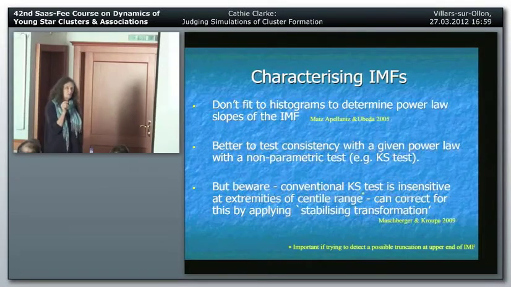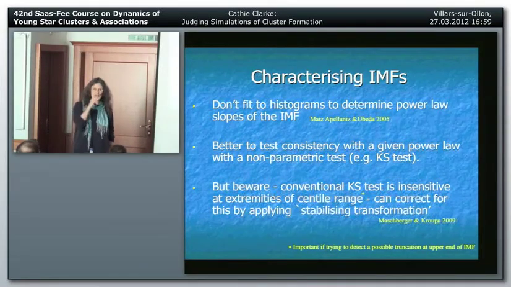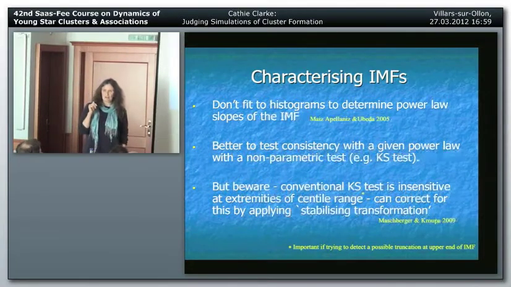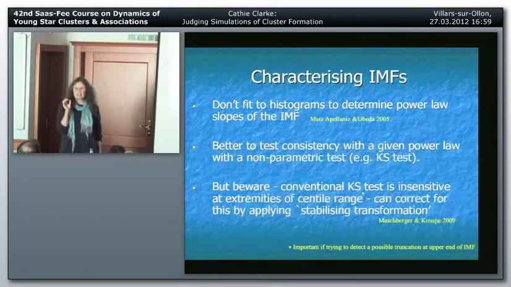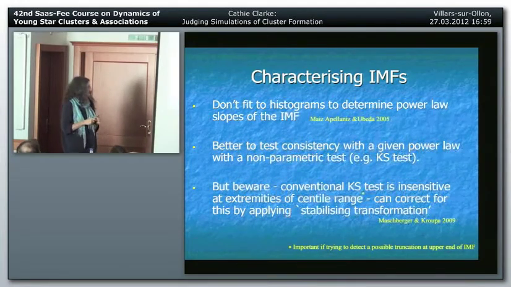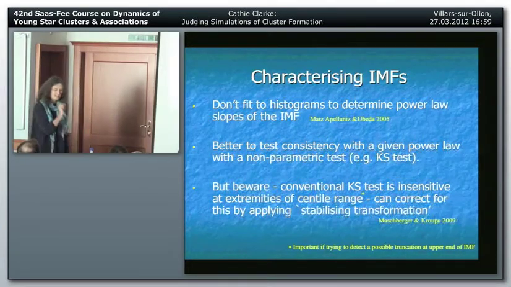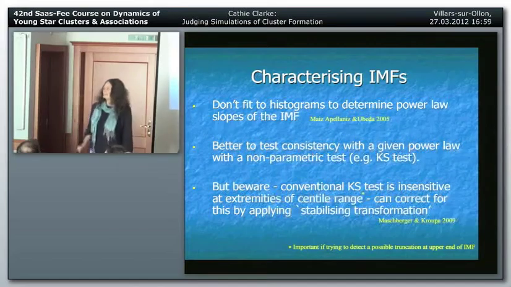And if you're trying to look at observational data and decide if your IMF is a power law which just goes on and peters out due to finite sampling, or whether it's a power law which has got a definite truncation, then you need to have a statistical test which is sensitive at the extremes. And there's a stabilizing transformation. Again, if you look at the Maschberger and Kroupa paper, that will tell you what you might want to do if you're interested in that particular feature of the IMF.